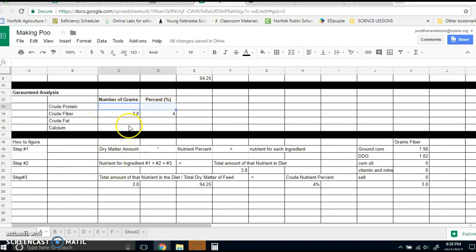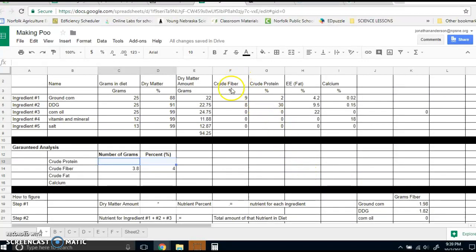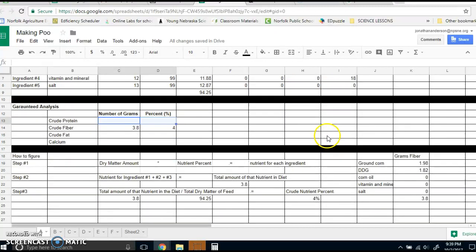All you have to do is then figure out this first person. Luckily, they're the letter A. They don't have to figure out their fiber because I've already figured it out for them, but they need to figure out their protein, fat, and calcium. You do the same thing, but instead of using the fiber numbers, use the crude protein numbers, the crude fat numbers, and the calcium levels.